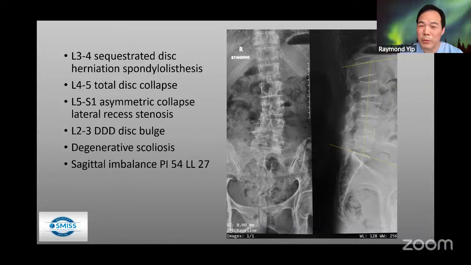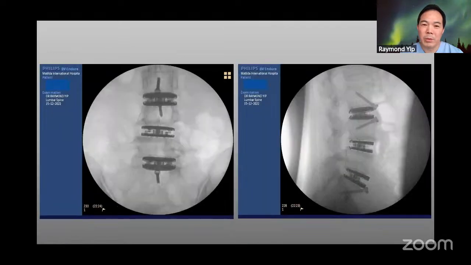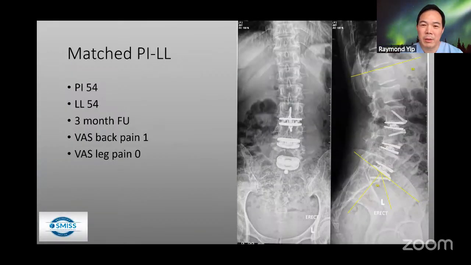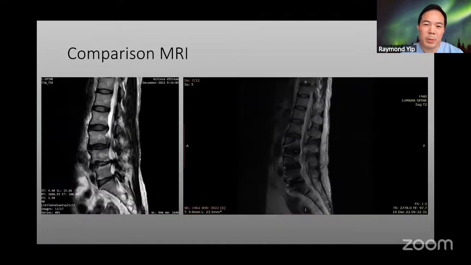So if we do a spinal fusion, we should probably fuse the whole lot, probably from T10 to pelvis. Can we do a lesser surgery? So she had a 3-level TDR. All the spinopelvic parameters came back to normal. Her back pain is just 1 now, and leg pain is all gone, at 3-month follow-up. And we've got a comparison MRI before and after, and you can appreciate this is just achieved by indirect decompression alone. There's no need to touch the posterior elements.